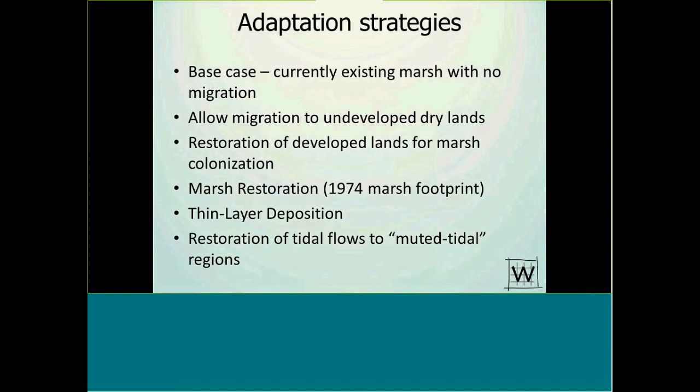And for other projects, we've also modeled the restoration of tidal flows in muted tidal regions, because that makes a very big difference in terms of tide range, a very big difference in terms of marsh vulnerability, and also the elevations that can be colonized by marshes.